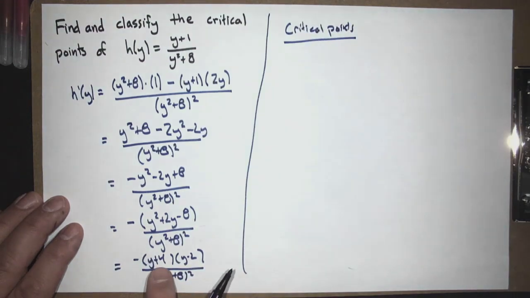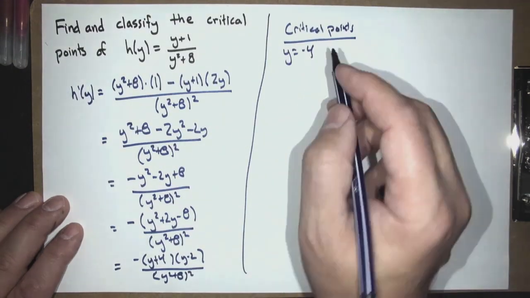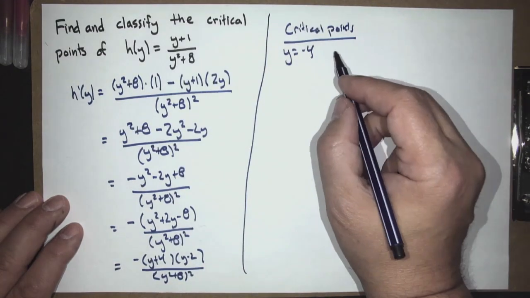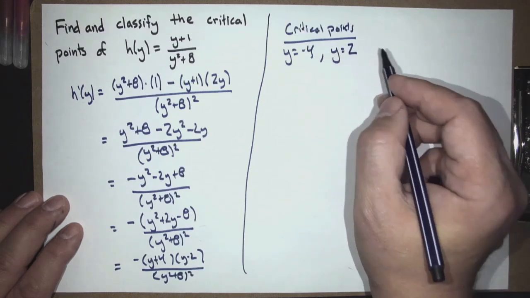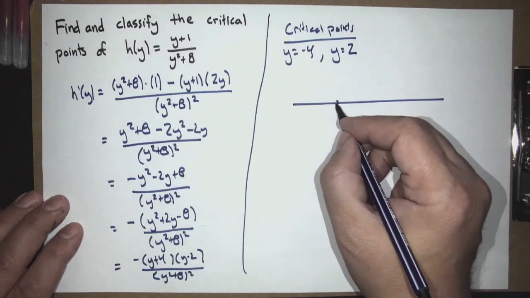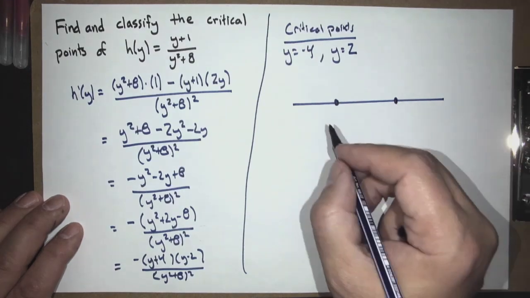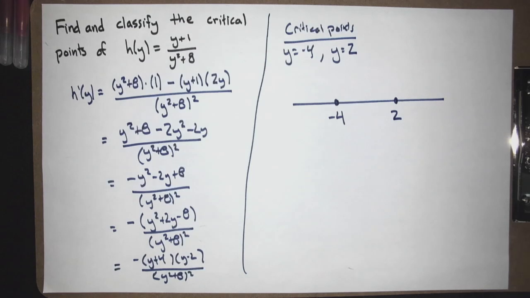Okay, so where are the critical points? So when does y plus 4 equal 0? Negative 4. When does y minus 2 equal 0? Positive 2. So draw our number line. We have 2 critical points. Mark 2 points. Put them in order. Negative 4, positive 2. Okay. So the next thing is we need to test each interval. Same thing as increasing, decreasing. We're testing each interval for the sign.